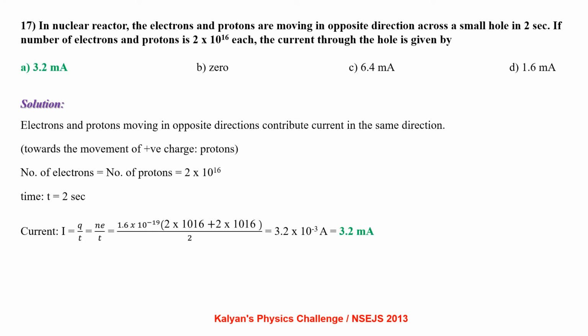In a nuclear reactor, the electrons and protons are moving in opposite directions across a small hole in 2 seconds. If the number of electrons and protons is 2 into 10 power 16 each, the current through the hole is given by. Electrons and protons moving in opposite directions contribute current in the same direction, that is towards the movement of positive charges, protons. Number of electrons is equal to the number of protons, which is given to be 2 into 10 power 16 and the time is 2 seconds. So the current I equal to Q by t upon simplification comes out to be 3.2 milliampere.